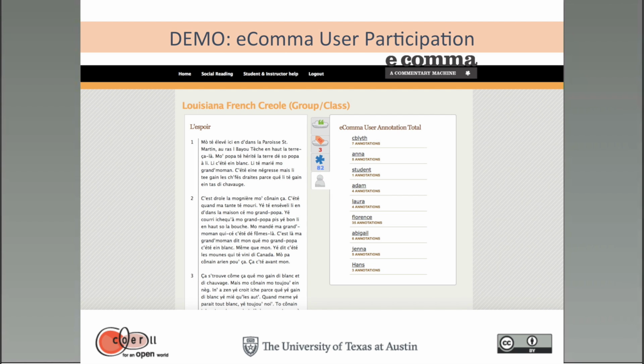The fourth button is the eComma user list. Here you have the names of each of the participants and the number of annotations that they made. And you can click on the name and see all of those annotations. You can also see them highlighted in the comment thread. And obviously, as a tool for teachers, this can be exploited in different ways.